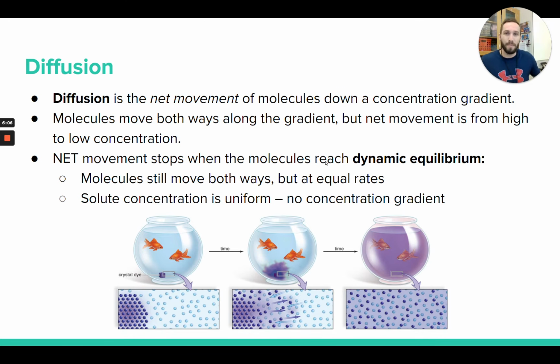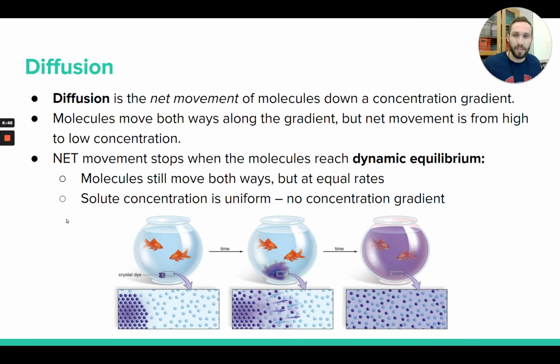Diffusion is when there's a net movement, an overall movement of molecules down their concentration gradient. So moving from an area that has a higher concentration to an area that has a lower concentration. And that is going to happen until we reach what's called dynamic equilibrium, which is when everywhere has the same concentration. And we call it dynamic equilibrium because once all of the areas have the same concentration, the molecules are still moving. They don't just stop moving. They're still moving, but now there's no overall movement in any given direction.